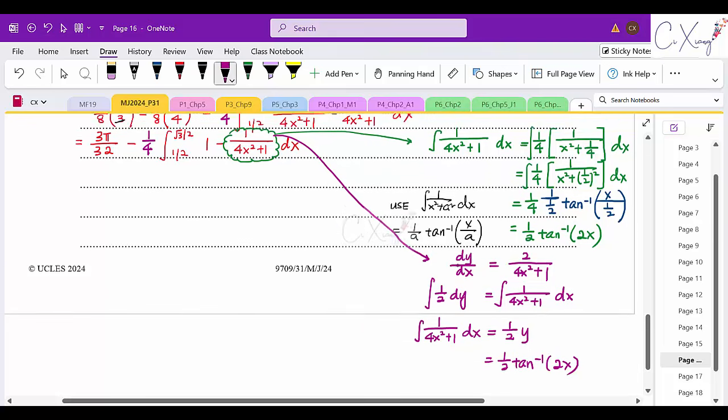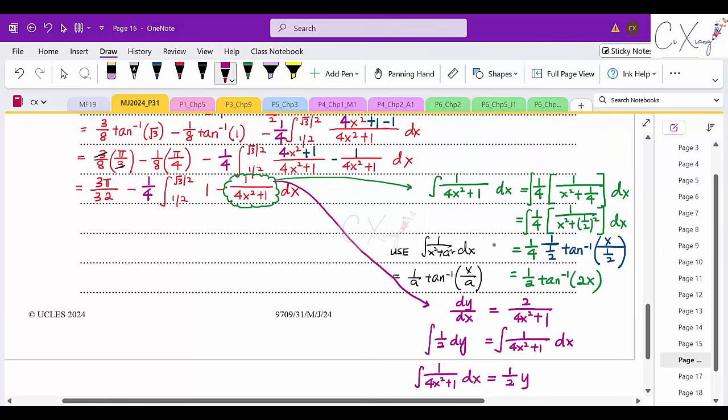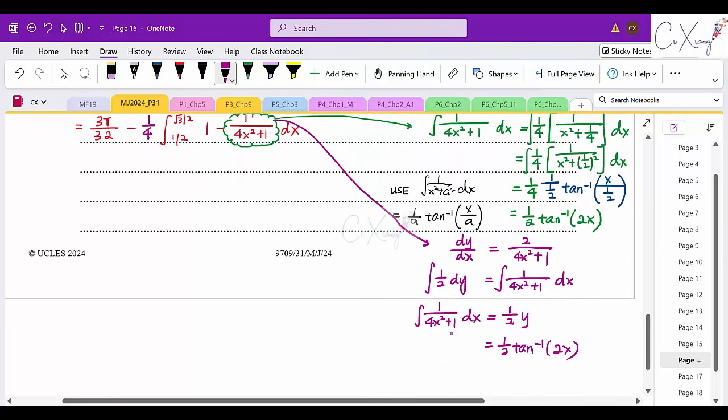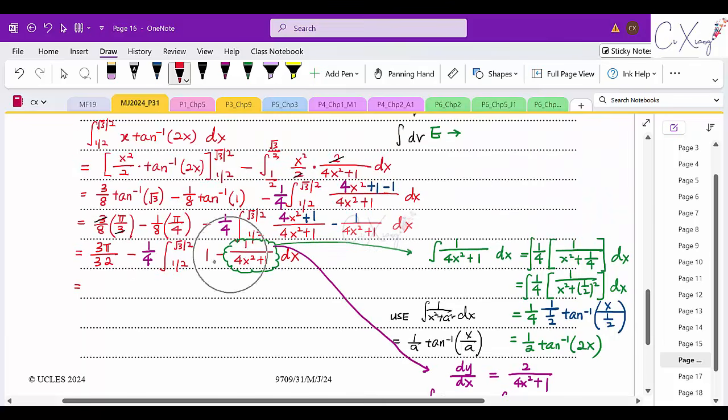So you can see that, again, this is another technique: for 1 over 4x squared plus 1, the integration that you get should be half tangent inverse 2x. Okay, so these are the two options that you can consider if you want to integrate this part. So let's come back to our main solution.